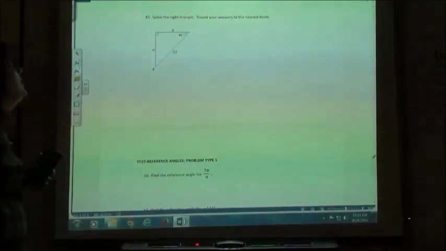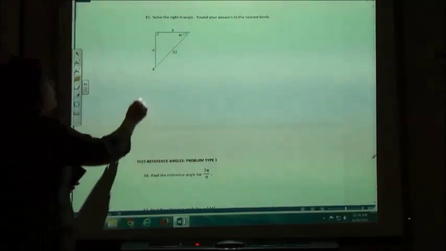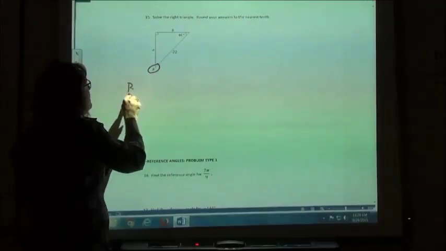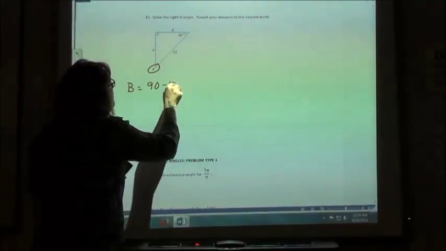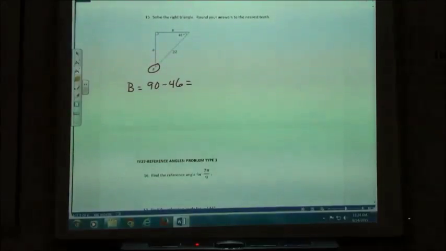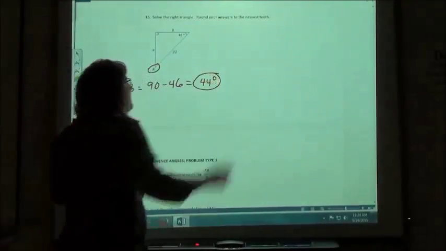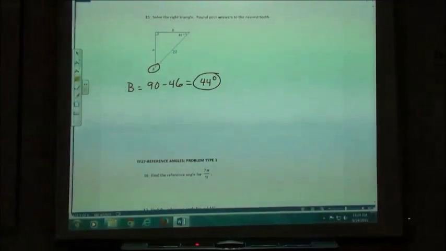So 15, we are solving our right triangle, rounding our answers to the nearest tenth. We first are going to find angle B. So we're going to take 90 minus the 46 that we have up there. 90 minus 46 then gives us 44 degrees for B. There's our first answer.